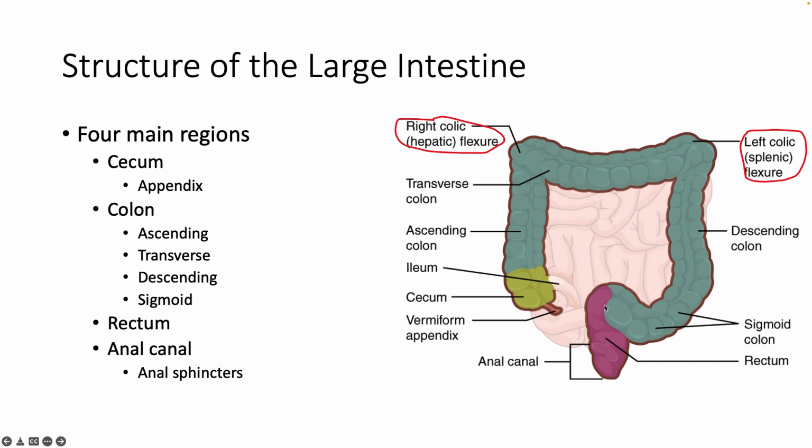So there are two different things that we need to be able to identify when it comes to regions of this large intestine that aren't necessarily specific structures. So these are flexures or regions. So we have a right flexure and a left flexure. You can think of them as aligning with a different organ. So the right one is where the liver would be in our body. So we're going to call it the hepatic flexure. And our left one would be kind of where the spleen would be. So we're going to call it the splenic flexure. And those are all the different aspects of the large intestine that you should be able to identify.